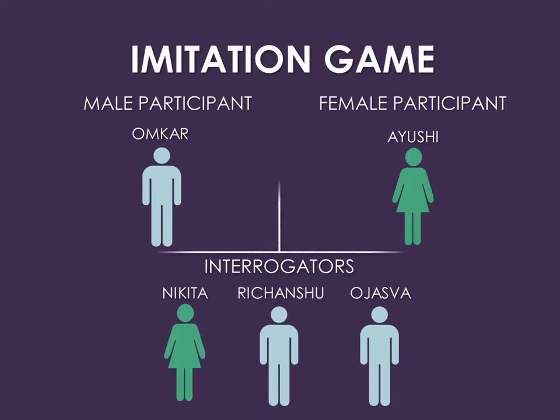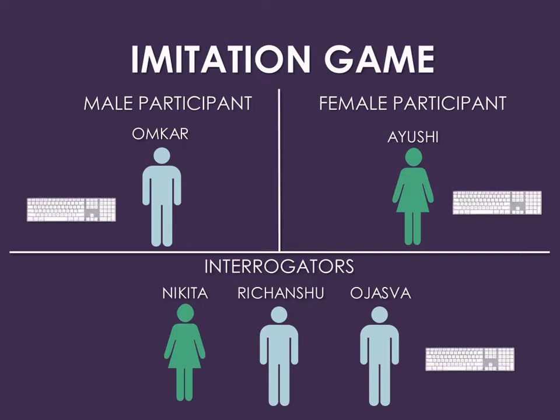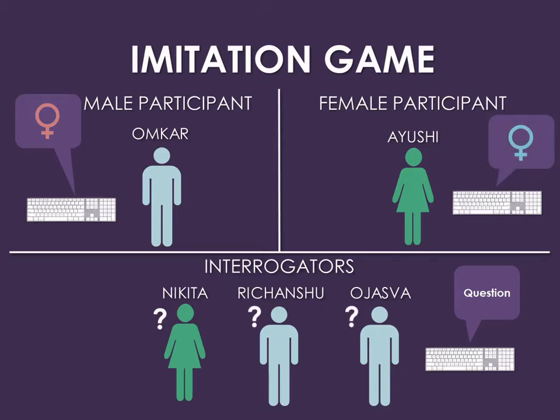The communicators are separated from the interrogators and can only communicate with typed notes. During the game, the interrogator asks a series of questions to both the communicators. The objective of the interrogator is to find which of the two communicators is male and which is female. The objective of one of the communicators is to deceive the interrogator, while the objective of the other is to lead the interrogator towards the correct answer.